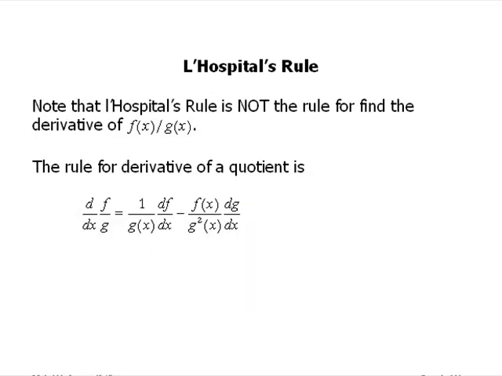I have to tell you what L'Hopital's rule is not. It is not the rule for finding the derivative of f over g. It's a rule for taking the limit. If you want to take the derivative of f over g, you have to use the quotient rule, or you have to use the product rule in the form of the chain rule. But you do not use L'Hopital's rule.